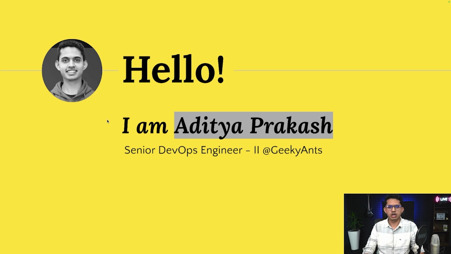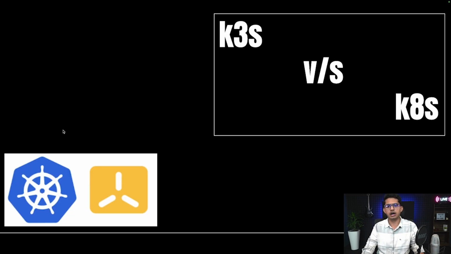And my topic for today is a comparison between K8s, the traditional Kubernetes architecture, with its lightweight alternative K3s. In this video, I'll be discussing mostly how K3s has made itself lightweight, what Rancher has done in making K3s lightweight, the architectural differences, how at GeekyAnts we create an architecture around Kubernetes using K3s, and lastly, discussing K3s from a business point of view.